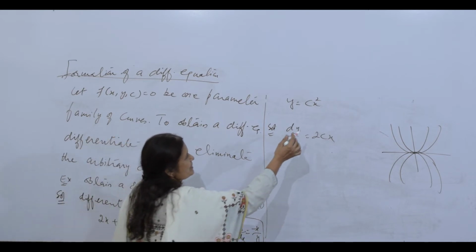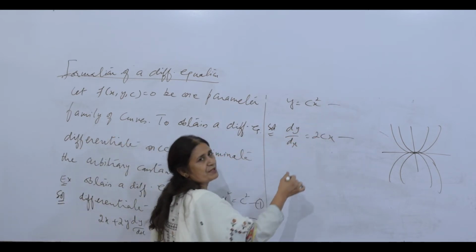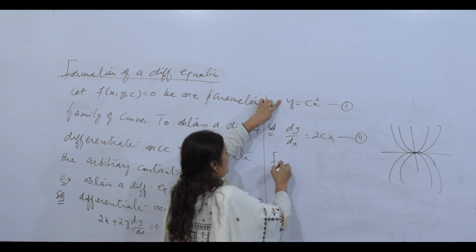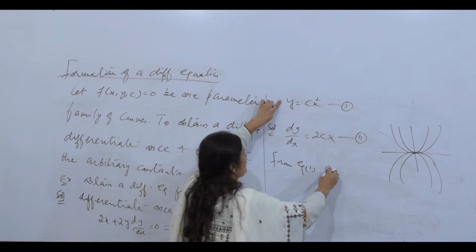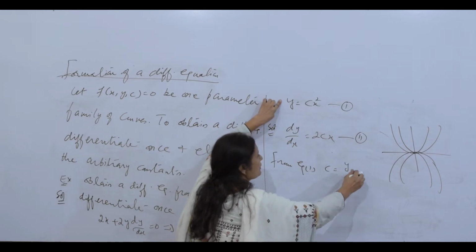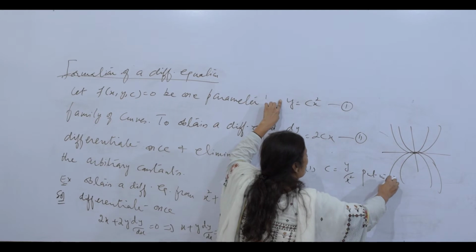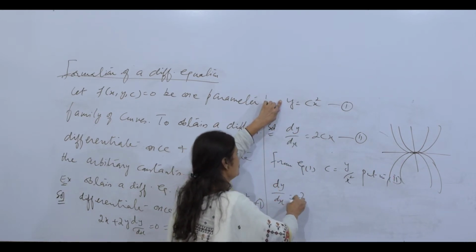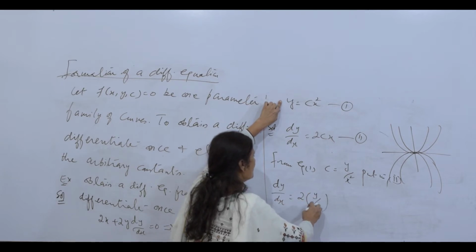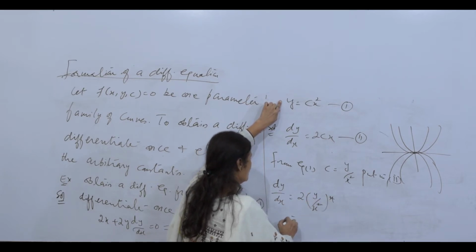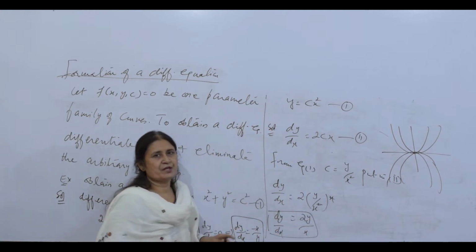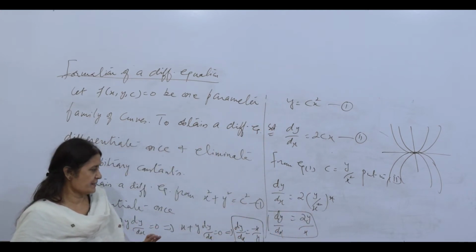It means from this equation and this equation, you have to eliminate c. From equation 1, c is equal to y over x squared. Put in equation 2. So dy by dx is equal to 2 times c, which is y over x squared, into x. The x cancels. So dy by dx is 2y over x. This is the required differential equation which is free from any c.